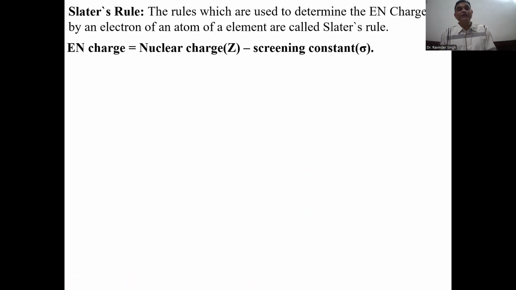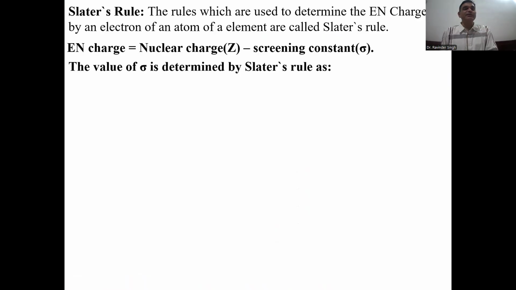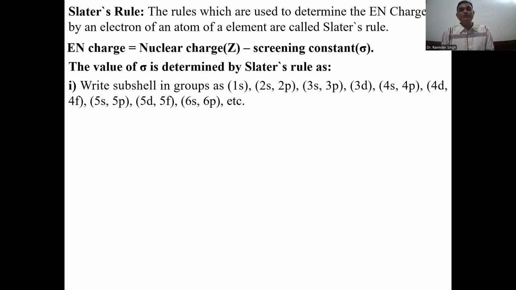So how can we calculate the effective nuclear charge using Slater's rule? There are some basic points behind it. The screening constant is shown by sigma here, and it is determined by following these basic points. The first point: first of all, write the electronic configuration of the given element, 1s2, 2s2, like that.